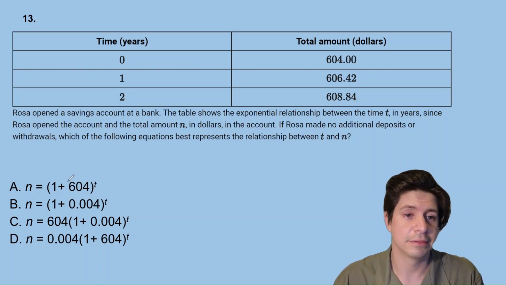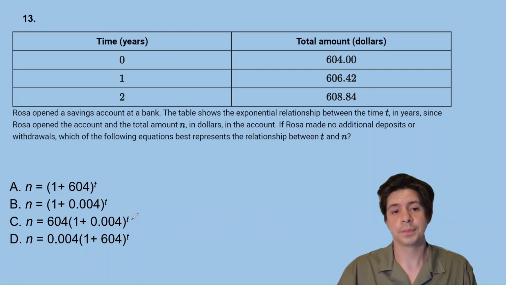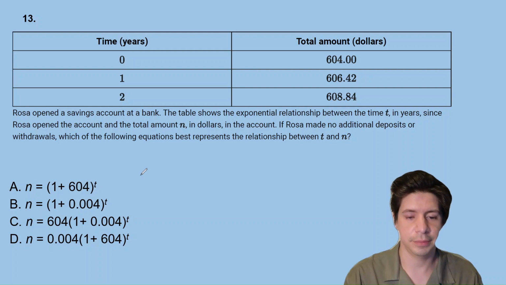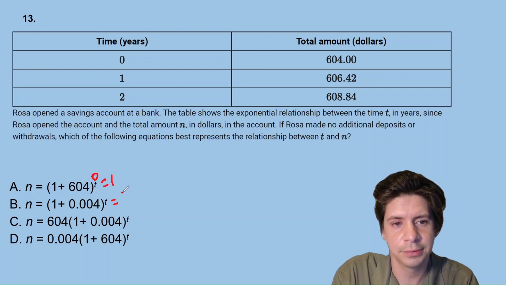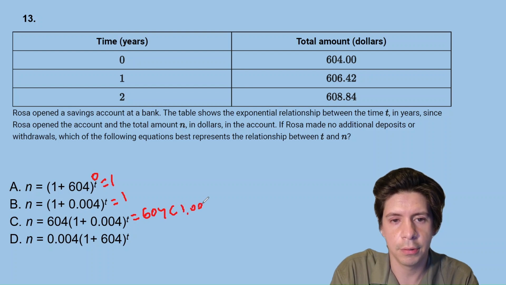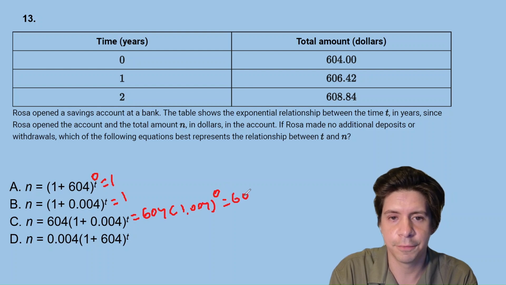This one gives us 1 when we plug in 0. This one gives us 1 when we plug in 0. This one gives us 0.004 when we plug in 0, and this one gives us 604 when we plug in 0. Why? Because anything to the 0 power is 1. So when we plug in 0 here, this times 0 becomes 1. When we plug in 0 here, 1. When we plug in 0 here, we get 604 times 1.004 to the 0 power, and that gets us 604.